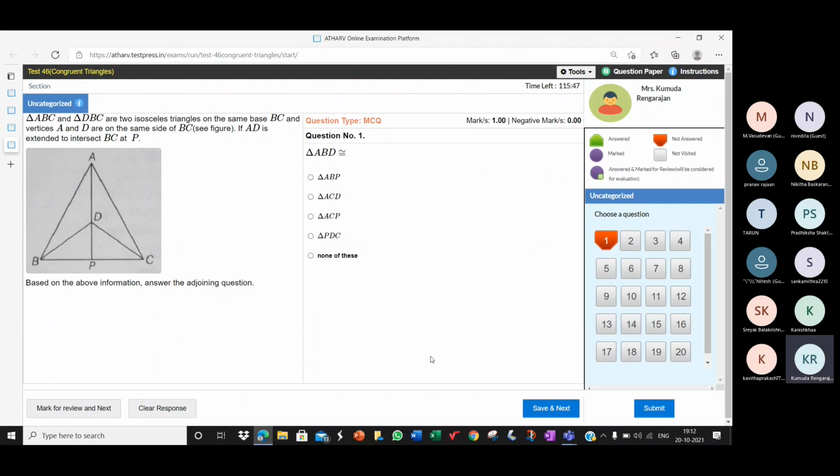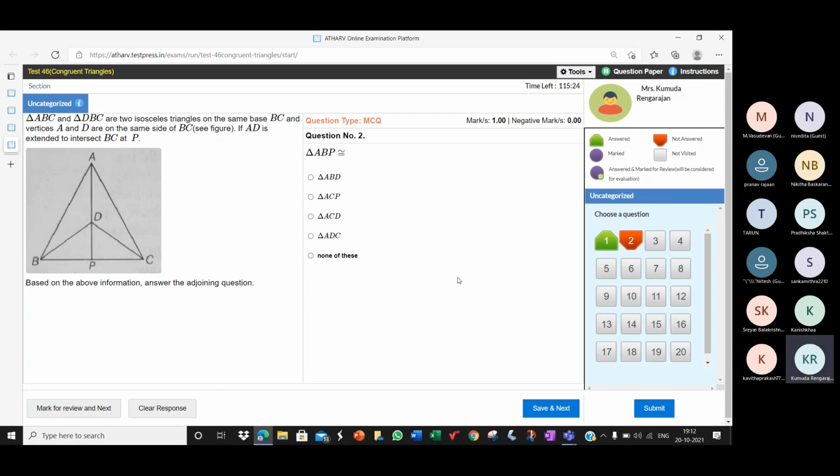Triangle ABD is congruent to triangle ACD, ma'am. ABD, ACD. Yes, ma'am.